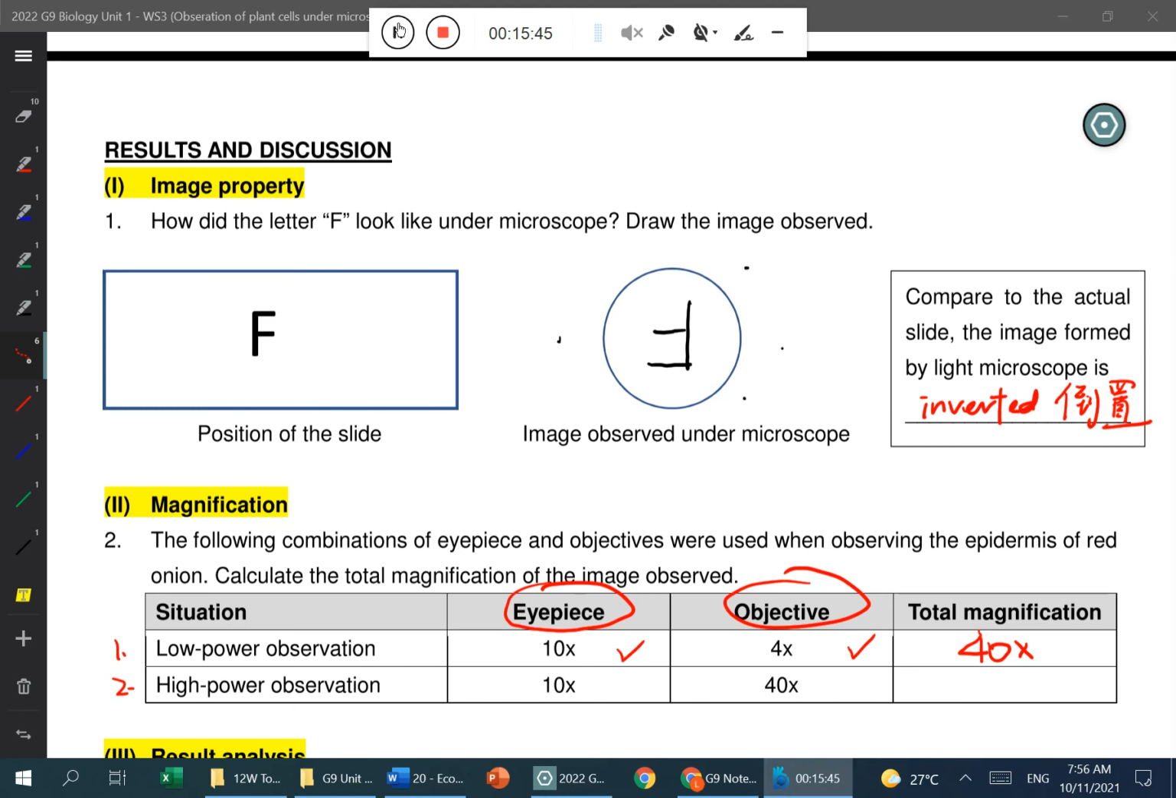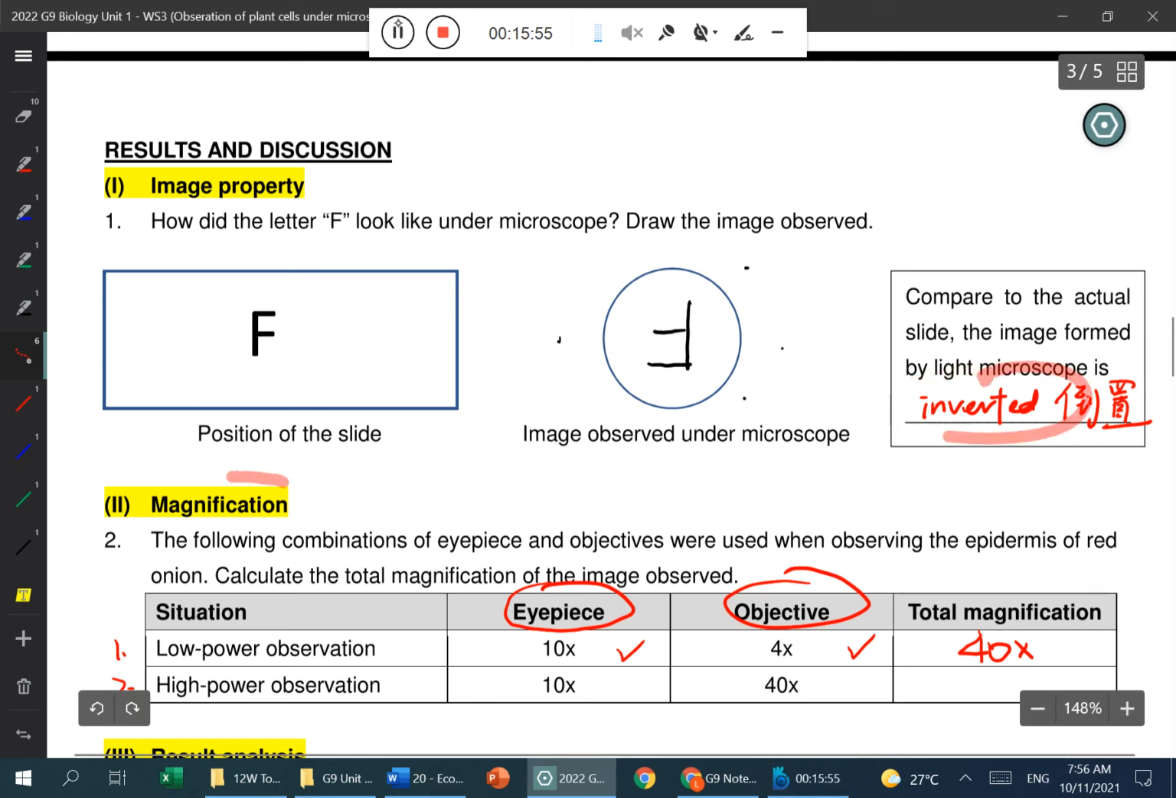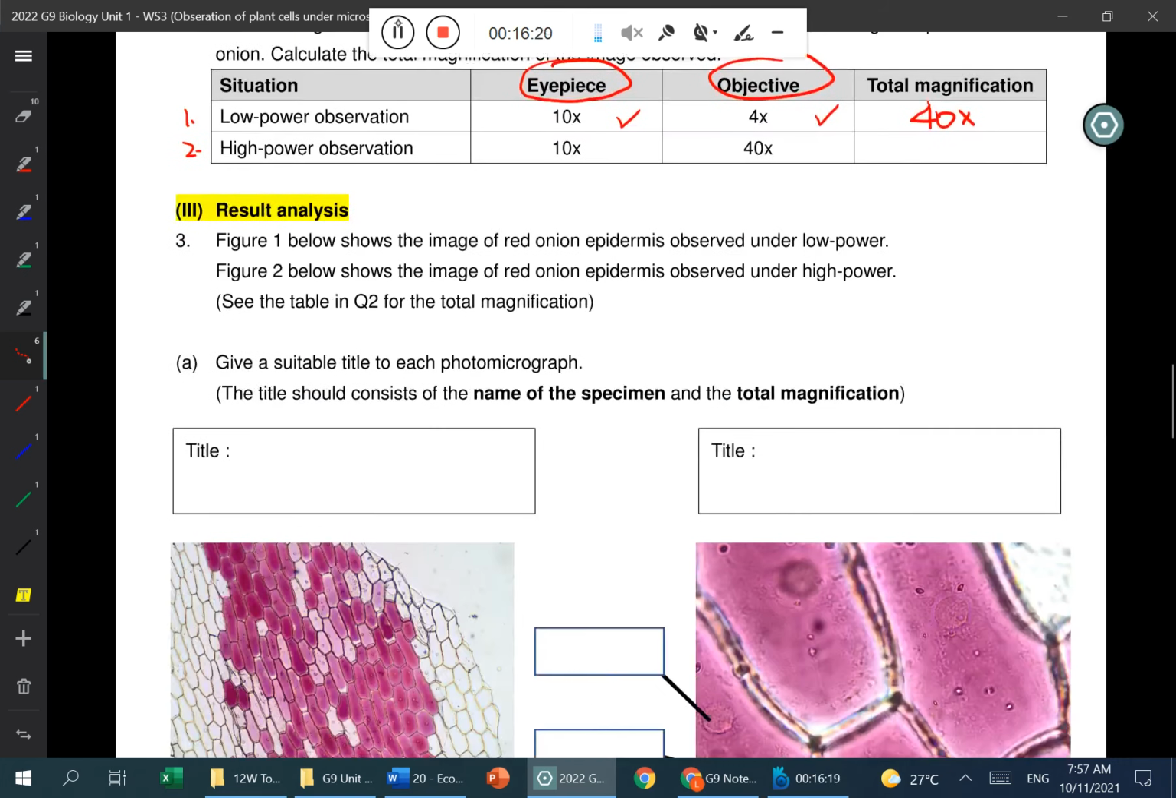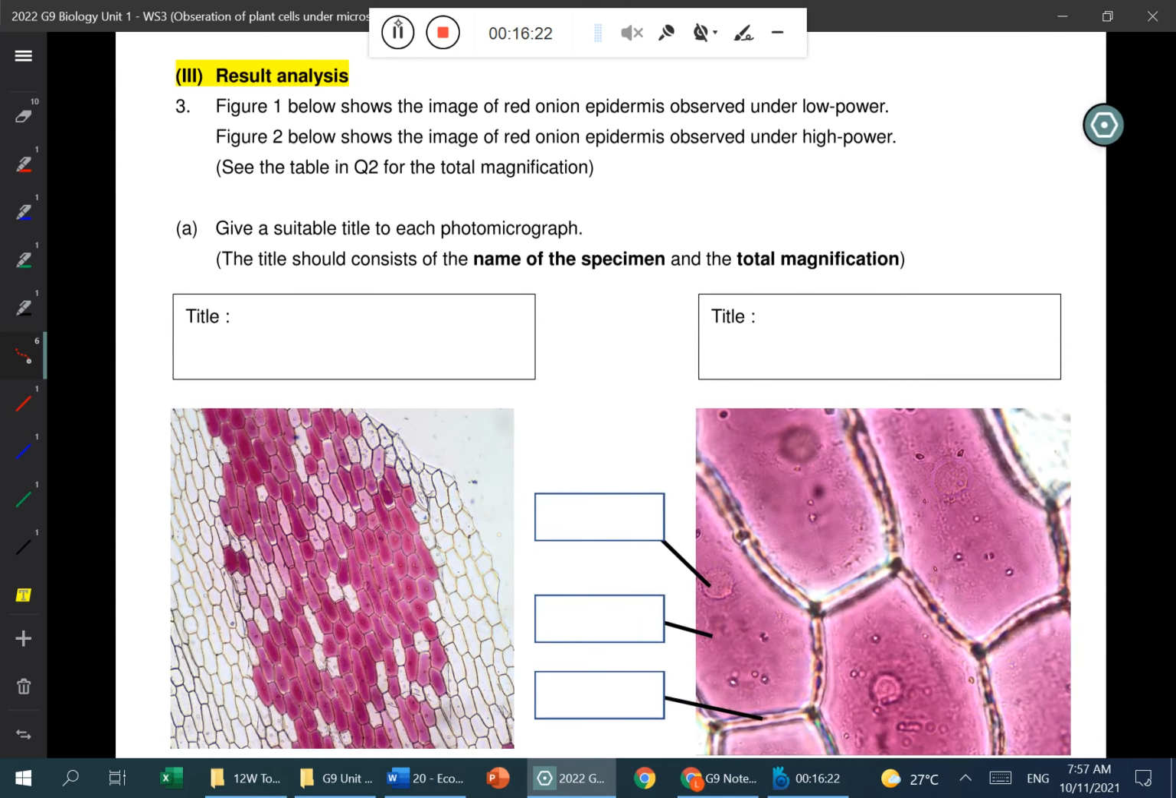So that's all about the properties of the image. Again, we conclude here first. The image that you see under light microscope is inverted and also magnified. And the exact magnification value would allow scientists to calculate the actual length of living things or any samples you see. And that is important. Okay? Now let's come to learn how to present our results when using light microscopes.